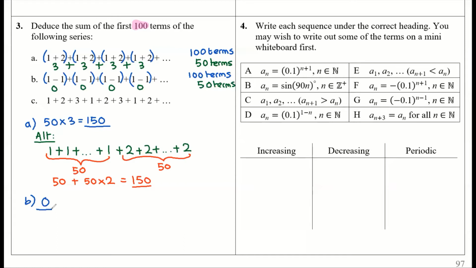I won't do the alternative, but obviously you could sum the 50 ones, which would be 50. And then you could sum the 50 negative ones, which would be negative 50. And you would have 50 subtract 50, which is, of course, 0. Now, moving on to part C, let's just have a look at the series itself.